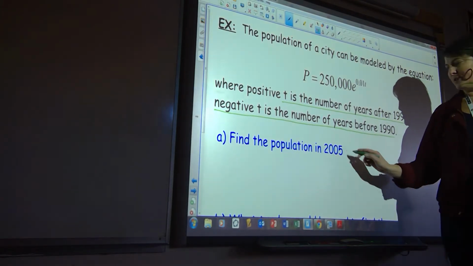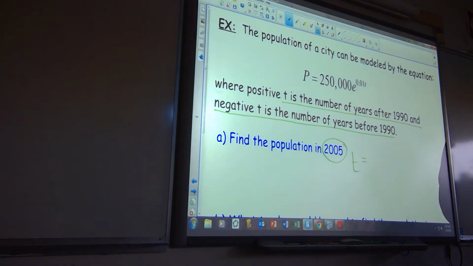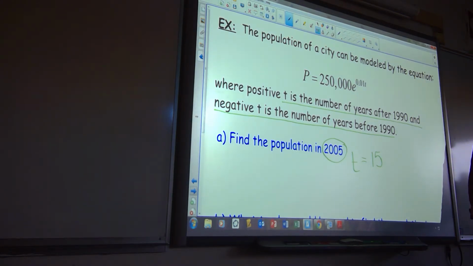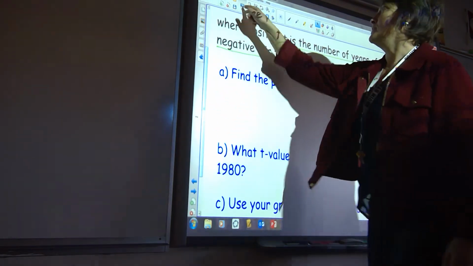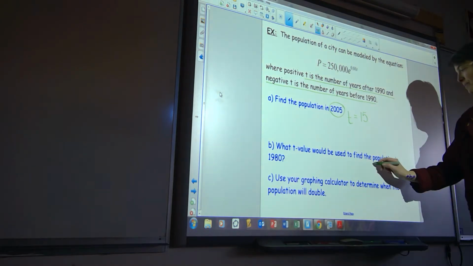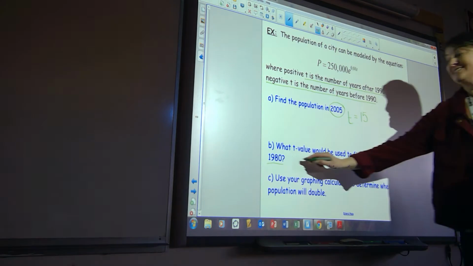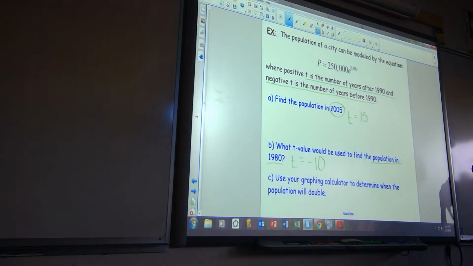So if it says find the population in 2005, what will be the T value? 15. Great. I'm going to spare us the plugging it into the calculator part because I think you could probably do that yourself. What if it was asking for the population in 1980? What would you use? The t would be -10, because that was 10 years ago.